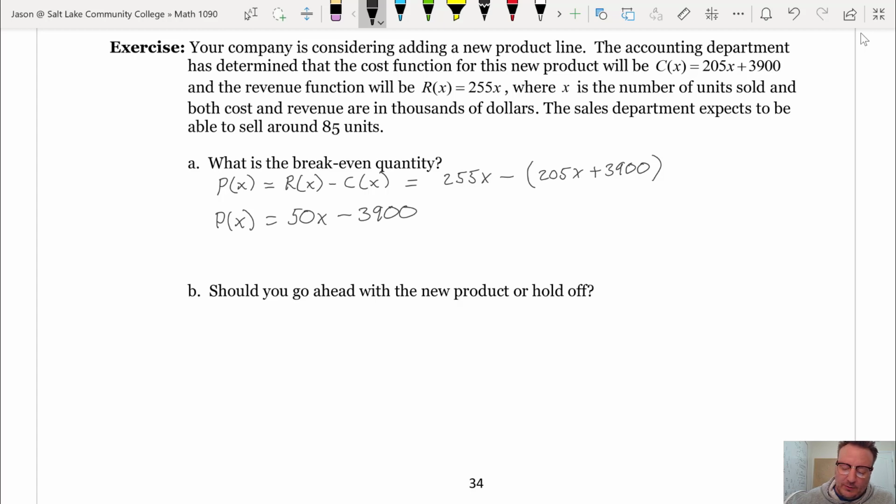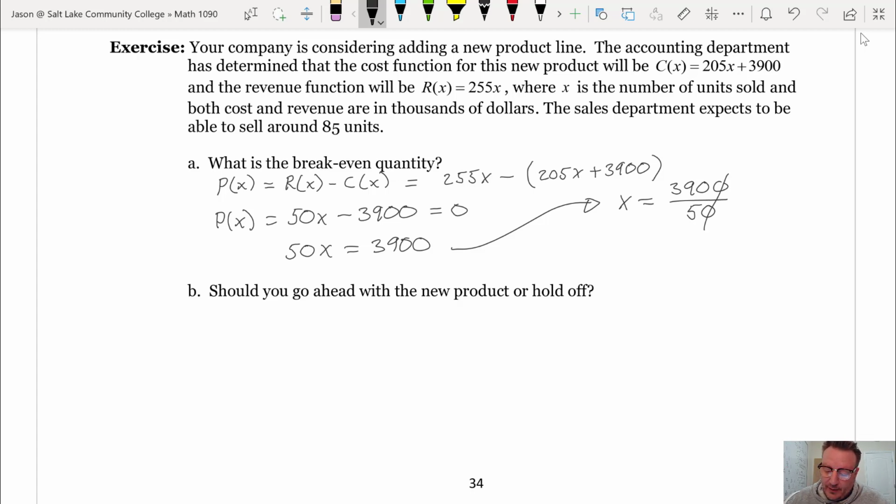Okay, now I want to set this equal to 0 and solve for x. I get 50x equals 3900. So, if I divide both sides of that equation by 50, I get x equals 3900 divided by 50. I can cancel out a factor of 10 from both the numerator and denominator there, and I'm left with 390 over 5.